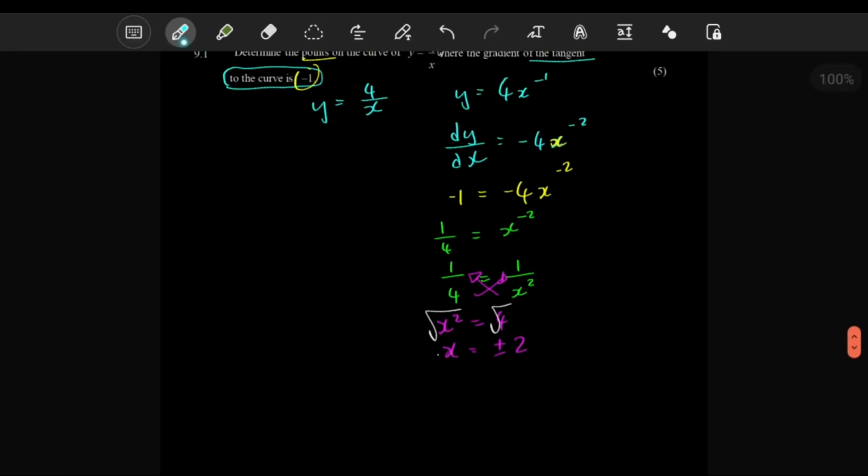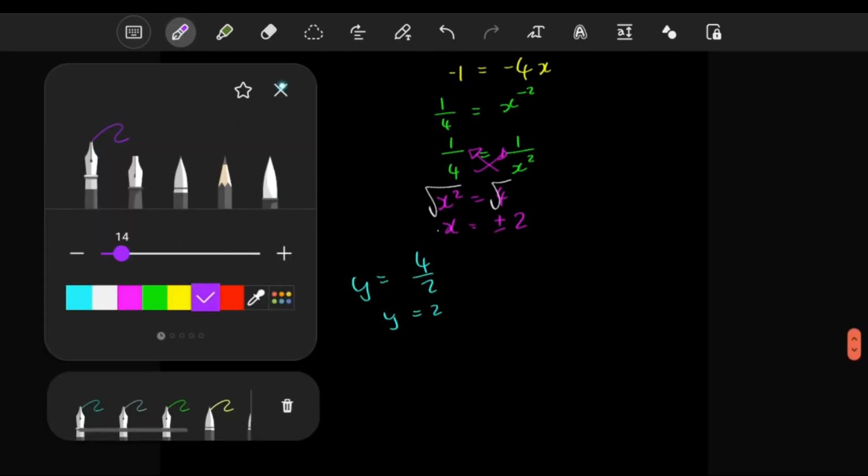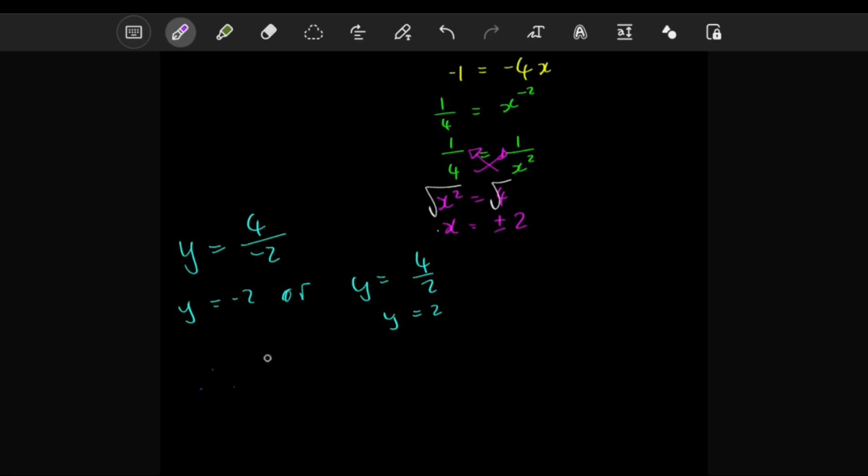To get the y values, clearly we can just say y is equal to 4 over -2, which is y is equal to -2. Or y is equal to 4 over 2, which is y is equal to 2. So obviously as coordinates we can then say, therefore, if the x value is -2, y is also -2.